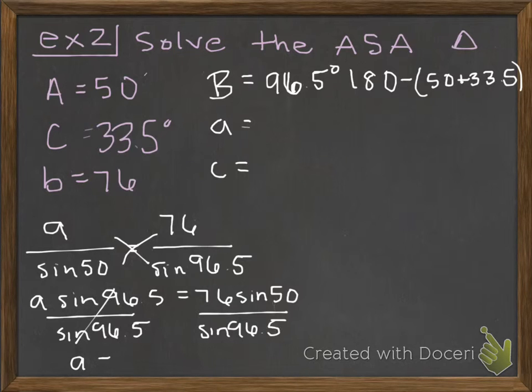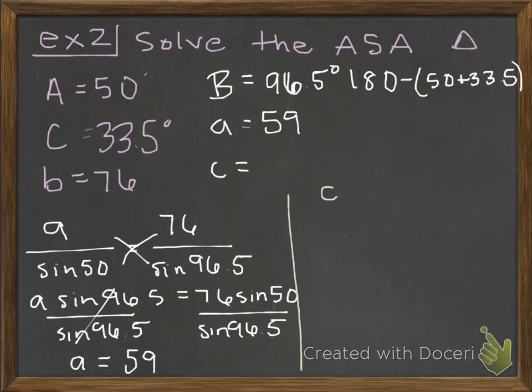So again, to type this on your calculator, make sure you put parentheses in the correct spot. And if you want to do it in stages, you can. So you're going to do 76 times sine of 50. And then you divide that answer by sine of 96.5. And when you do that, you should get an approximate answer of 59. So now that we found that piece, the last thing we need to find is side C.